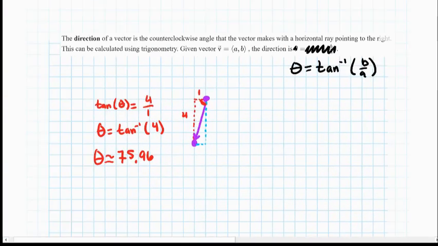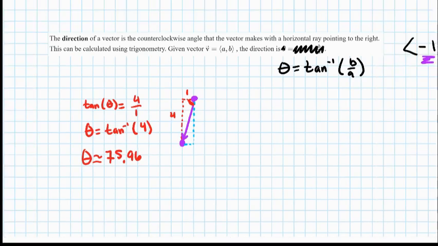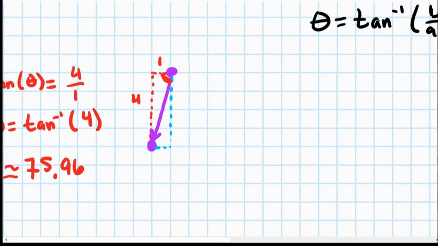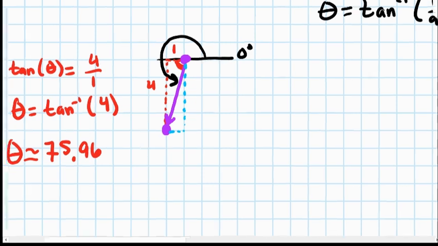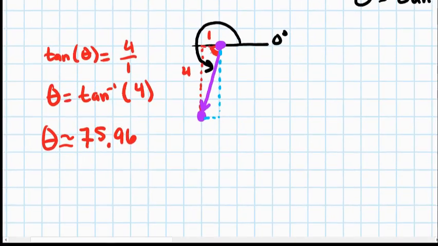And that's my angle here, but that's not my direction necessarily, because when we talk about the direction, when we look back at our definition here, we're talking about the counterclockwise angle that it makes with a horizontal ray pointing to the right. That's a really confusing way of saying, think about the unit circle. And when we're talking about the unit circle, we always start at 0 degrees here. And so I'm really looking for this angle in black. And if I'm looking for that for my direction, I have this angle in red here, which is super helpful because I know this first part of my black line is 180 degrees.